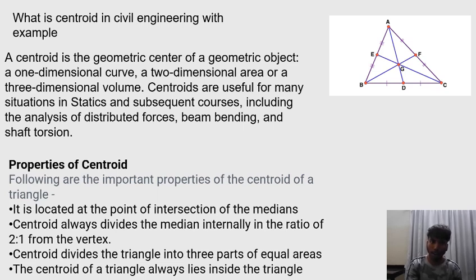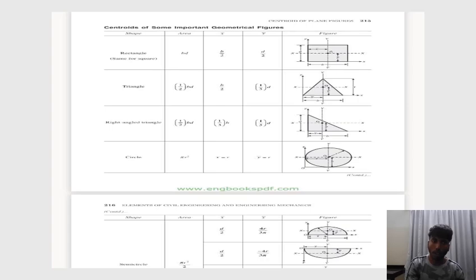This is an example of a particular civil engineering shape that I took, which is the triangle. There are so many examples for centroid, like a rectangle, circle, and semicircle. We can take those also as examples for centroid. Now coming to the geometrical figures, these are some important figures for centroids. The shapes are rectangle, triangle, right angle triangle, circle, and semicircle.